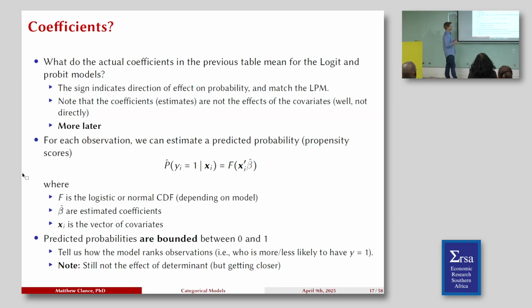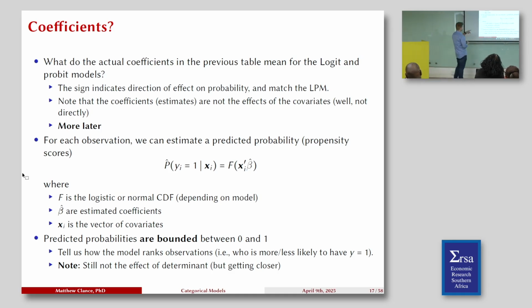So for each observation, we estimate the predicted probability. So we can go ahead and pull out something called a propensity score from this. But again, we do have to take a little bit of a step: we need to know what that link function is. That propensity score is going to depend on our assumptions.